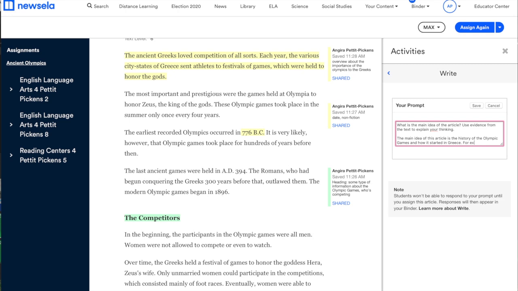So I'm going to start with my transition word. For example, comma, in the text, it mentions that, and now I can add in some sort of line from the text. Now I'm going to put in my quotation marks. "Each year, the various city-states of Greece sent athletes to festivals of games, which were held to honor the gods." Period. So that's an example of how the main idea is about this history. Now I can go even further with even more evidence. If you could find 3 pieces of evidence, then I know you mastered this text, right?